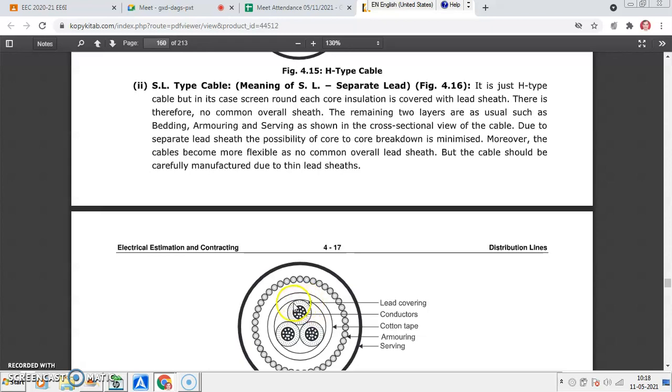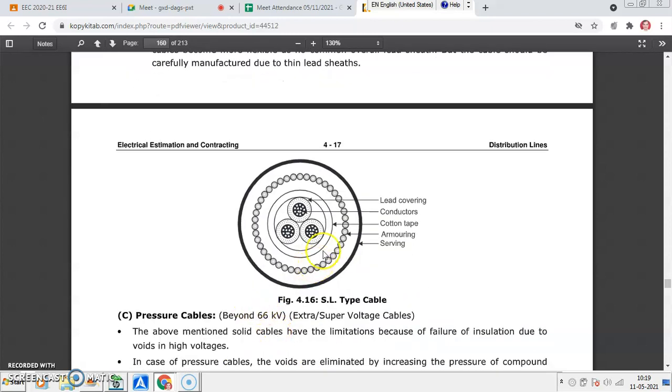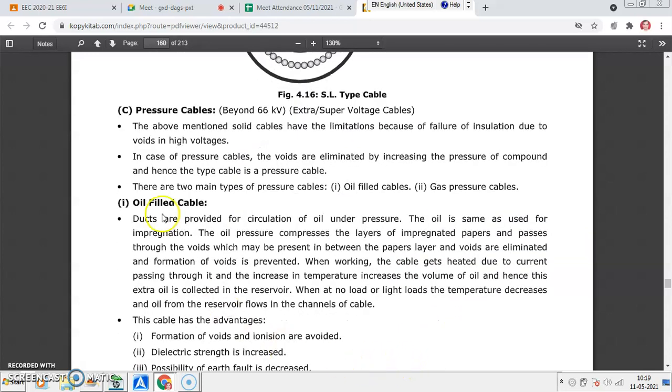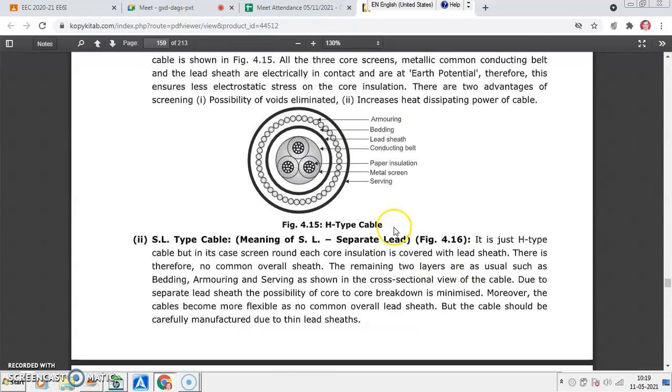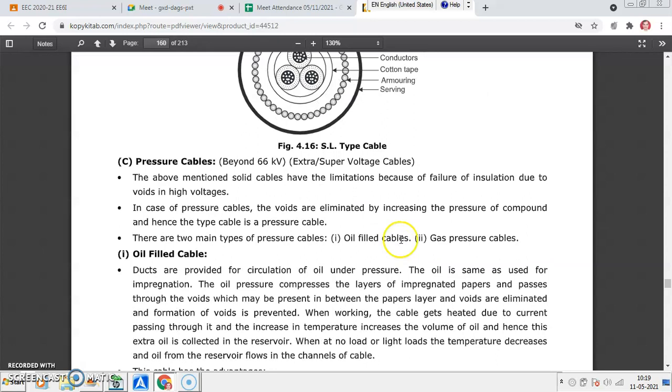The lead sheath must not get bent. Lead sheaths are very thin. It must be continuous. Precautions are to be taken. Armoring and other parts are the same as before. Then you have pressure cables beyond 66 kV. These SL type cables or H type cables can be used up to 22 kV, but for voltage levels higher than these we need pressure cables or super voltage cables.